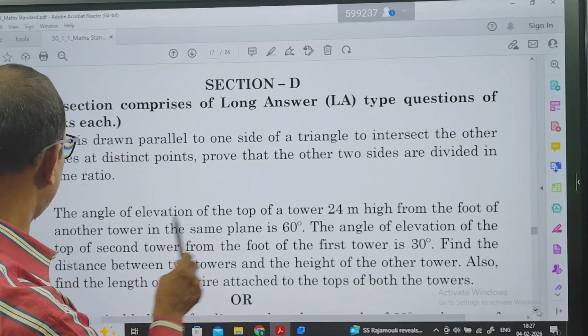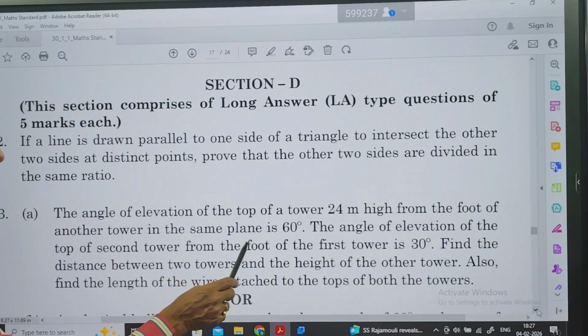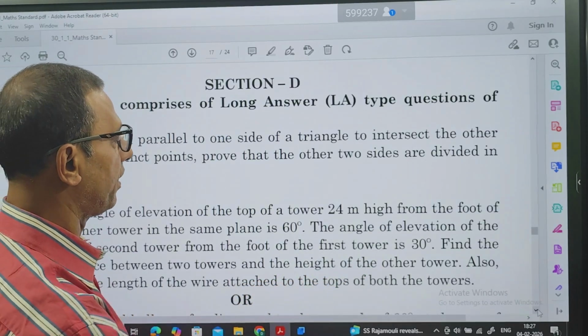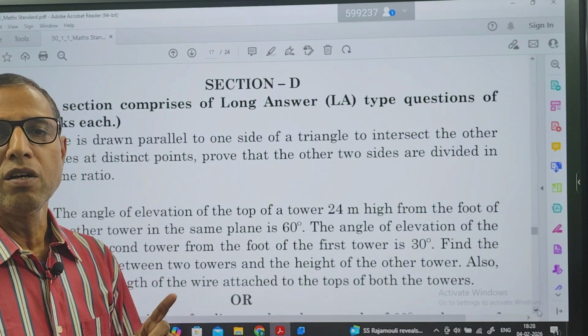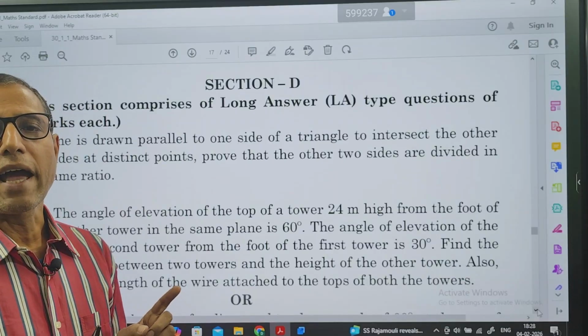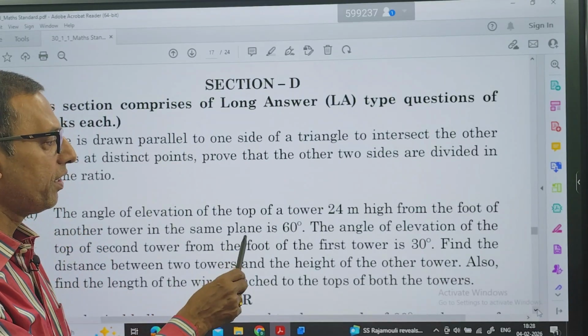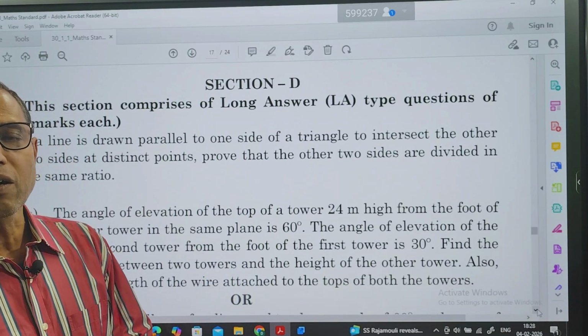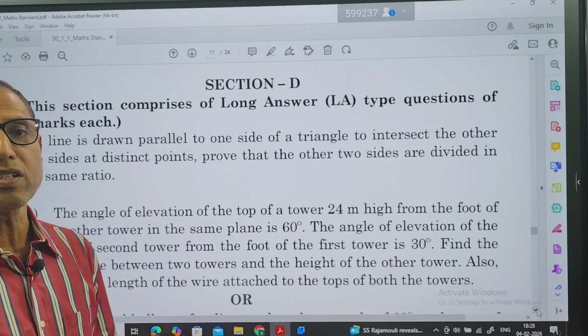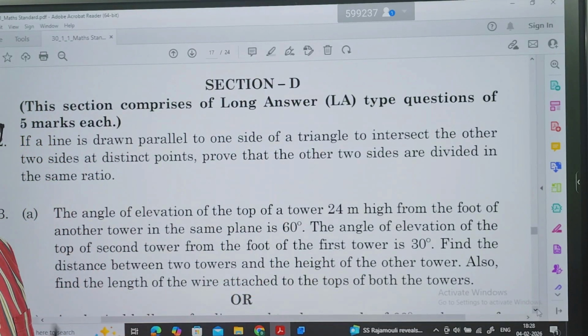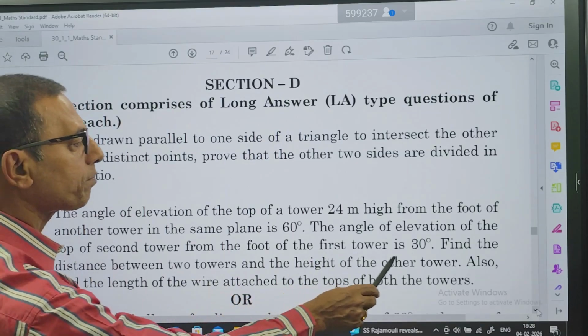The angle of elevation of the top of the second tower from the foot of the first tower is 30 degree. So there are two towers. From one tower the angle of elevation of another tower is 60 degree, and for another tower the angle of elevation for the first one is 30 degree. So two angles of elevation are given. Find the distance between the two towers and the height of the other tower.